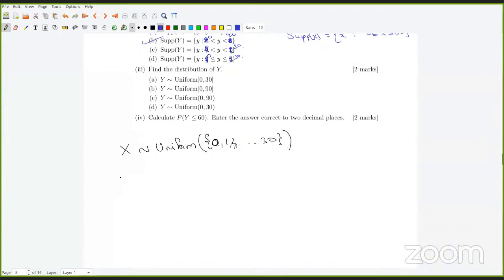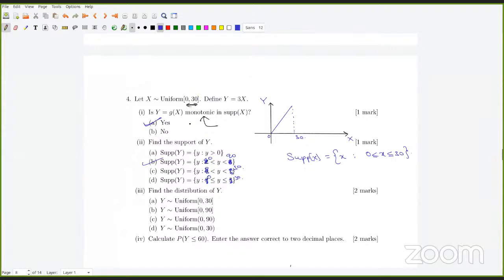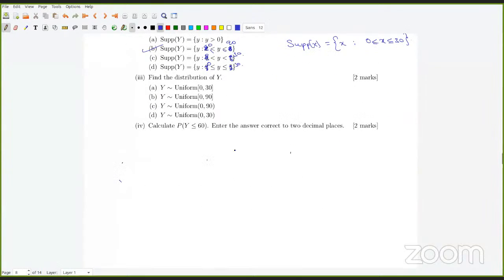Sir, I have a question. Is the support of y including 90 or excluding? This is the continuous case, right? It doesn't matter much, but as we have included 30 here, better to include 90 also. Okay, thank you.